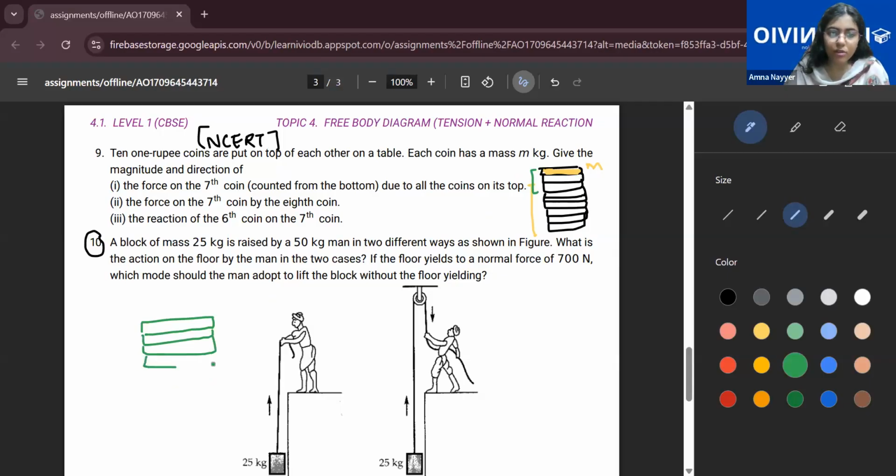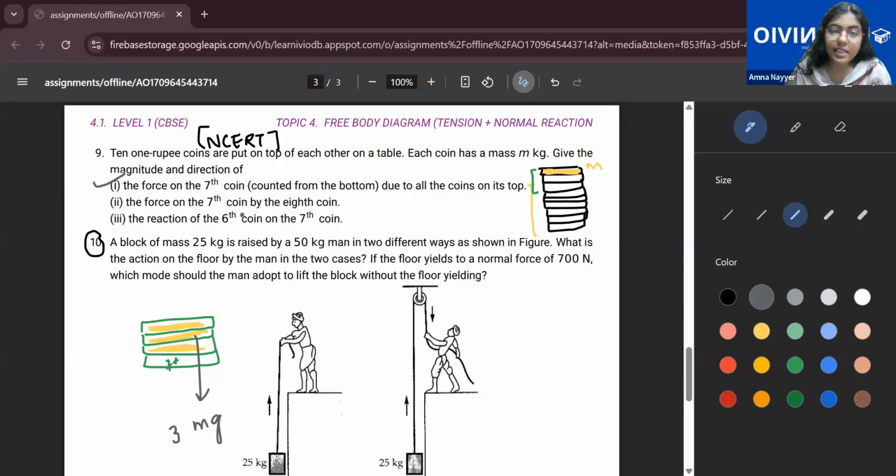Seventh from the bottom. So what all forces? Let's say this is the force on the seventh one. Let's say this is the seventh. 8, 9, 10. These will be left. So when we are calculating the force on the seventh, one force will be due to this, one force will be due to this, one force will be due to this. These will be exerting their weight on it like this, mg. So 3 coins are there, so it becomes 3 times mg. This is the force for the first one.